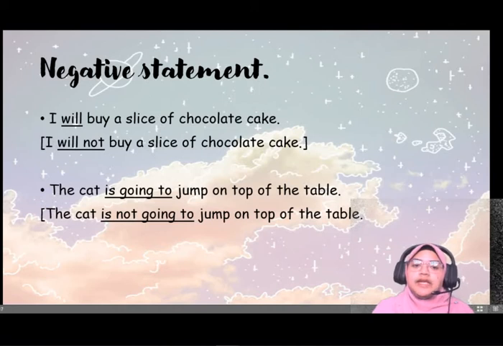Okay, so for the negative statement of both will and be going to, you just need to add the negative word, in this case, not. So the affirmative statement is I will buy a slice of chocolate cake. But the negative is I will not buy a slice of chocolate cake. Will not. The same goes to be going to. So this sentence, the cat is going to jump on top of the table. The negative statement is the cat is not going to jump on top of the table.